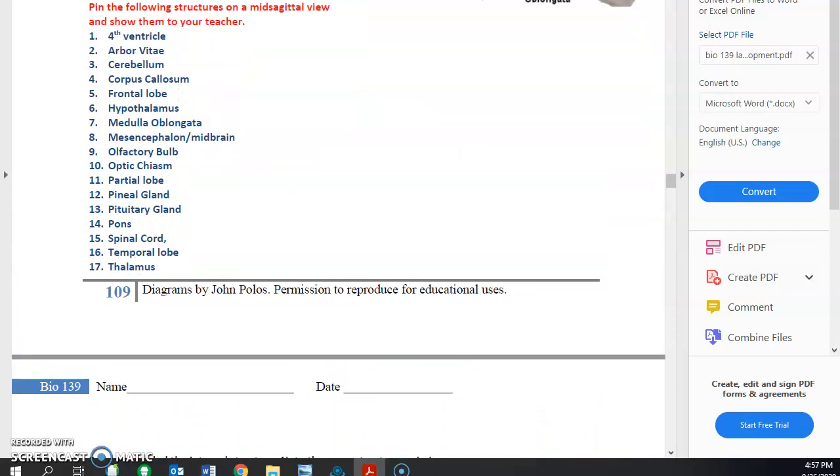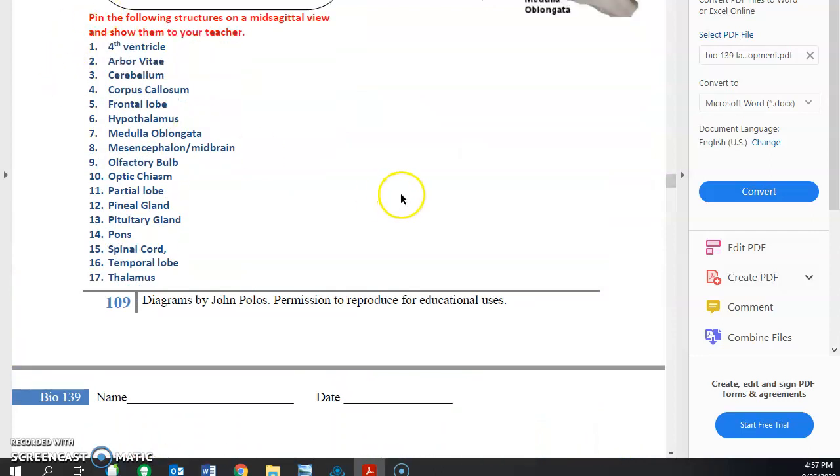So if you look at the bottom of 109 in your lab book, we have pinnings. We have 17 structures, and I want you to try to label them with screen capturing and taking a picture. And you'll have to do a couple. Some of them are external structures like the temporal lobe. Some of them are internal structures.